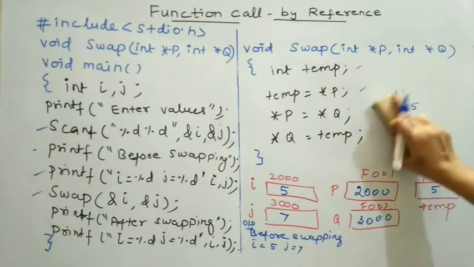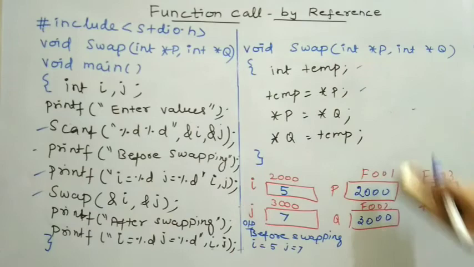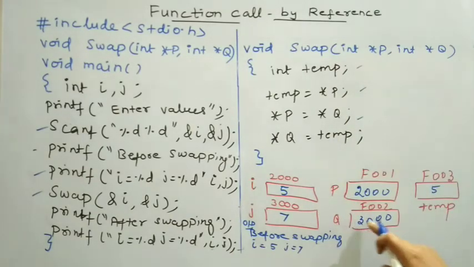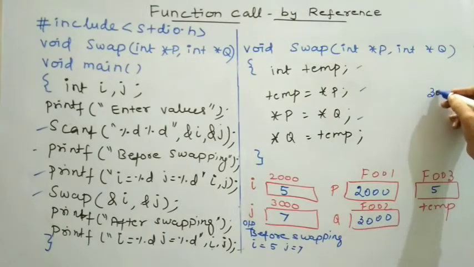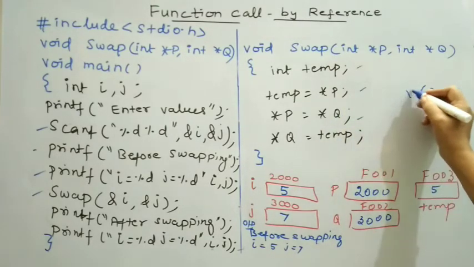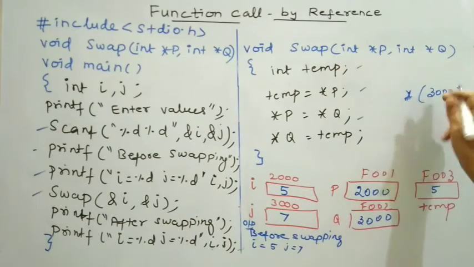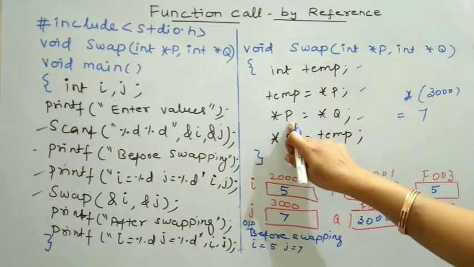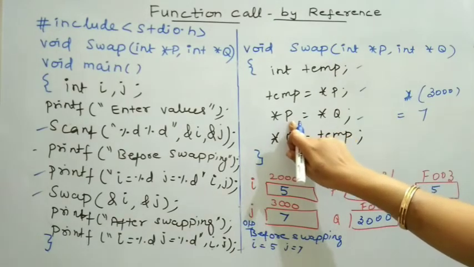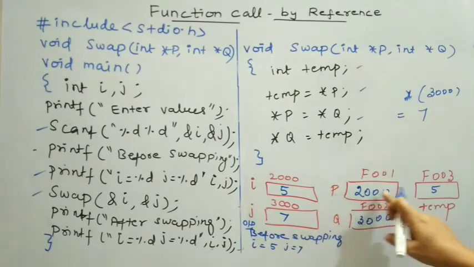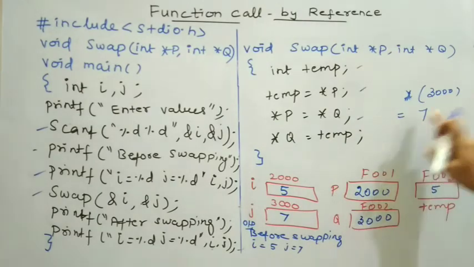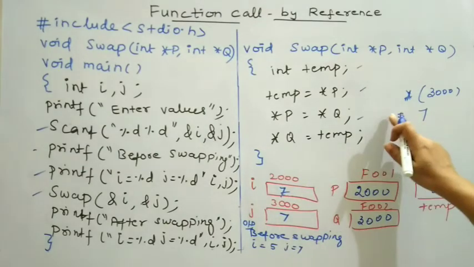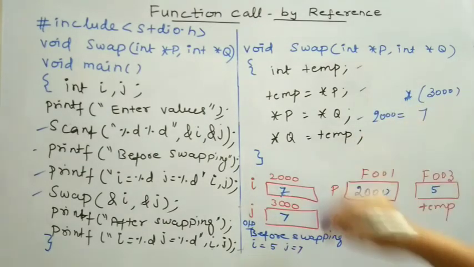Okay. When it executes the next statement, it is *q. What is the content of q? Content of q is a memory address, 3000. This indirection operator will fetch you the content of this memory address 3000, that is 7. 7 is assigned to the memory address which is held by this p. What is the memory address p is holding? 2000. Sorry, to this memory address 2000, the value 7 will be assigned.